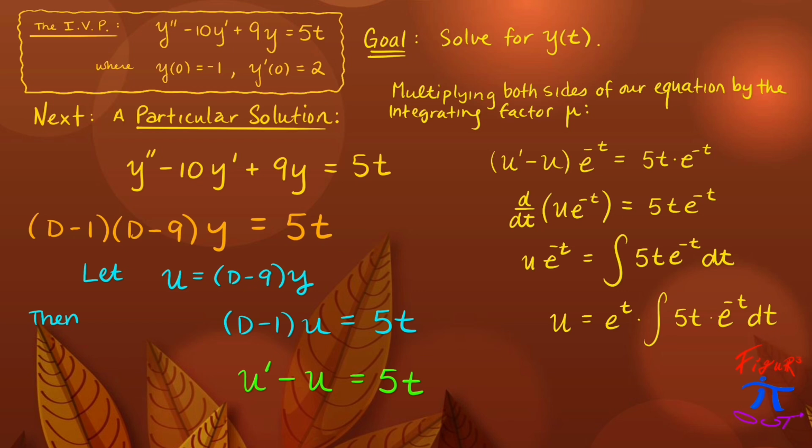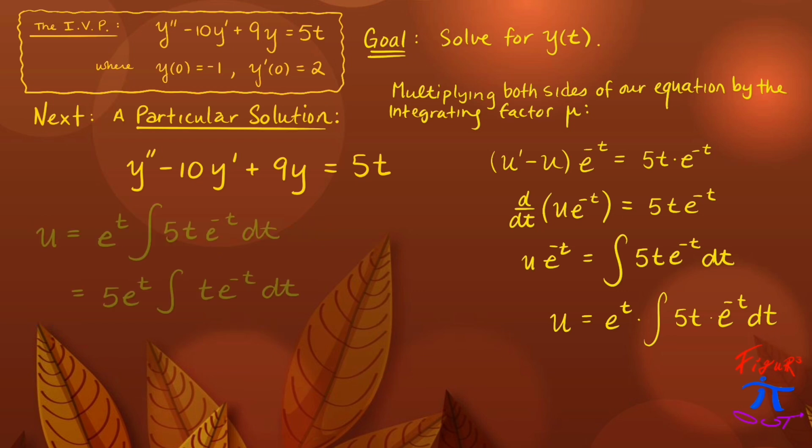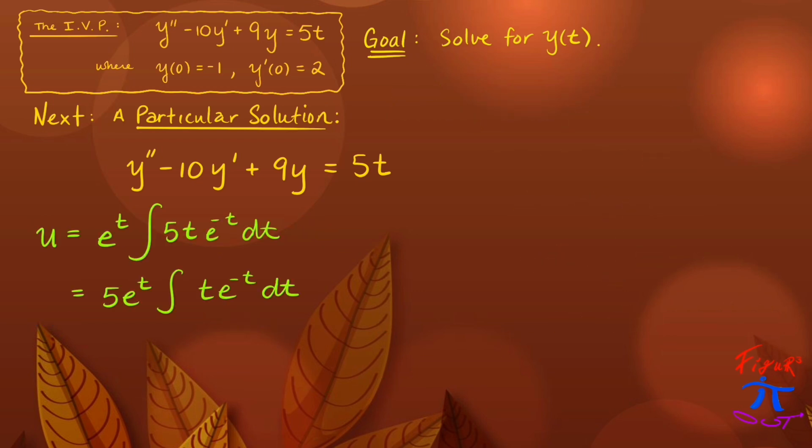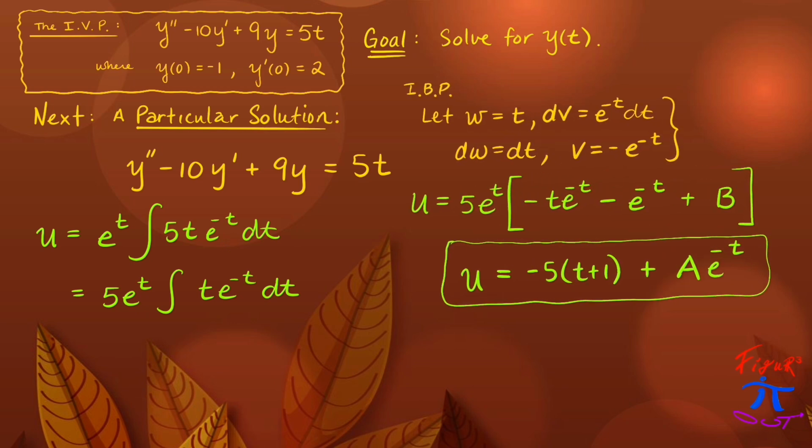And by doing this and rewriting it and rearranging it, we get u is equal to e to the t times an integral 5t e to the negative t dt. So what we can do is solve this integral using a little integration by parts, and then we'll have an expression for u here: negative 5 times t plus 1 plus a constant a, e to the negative t.